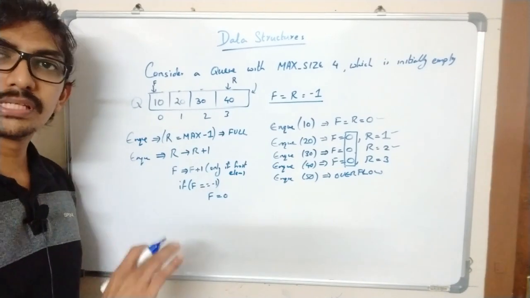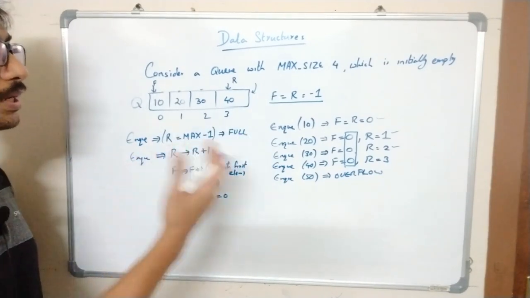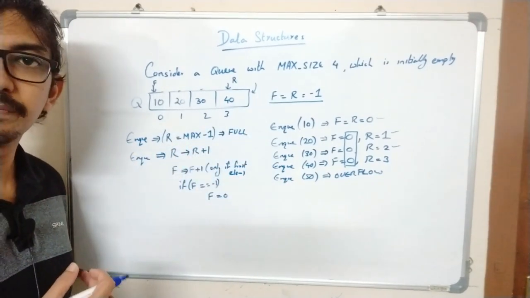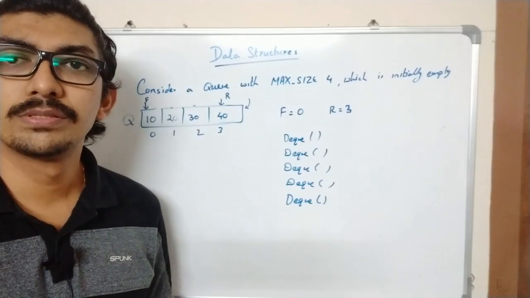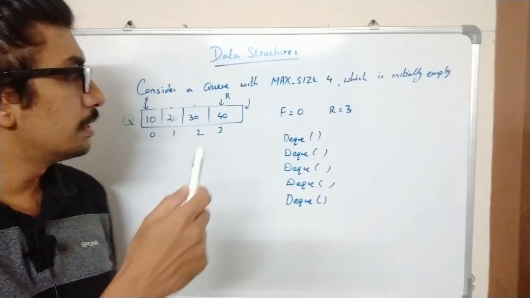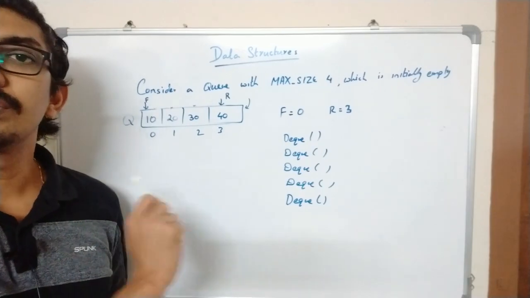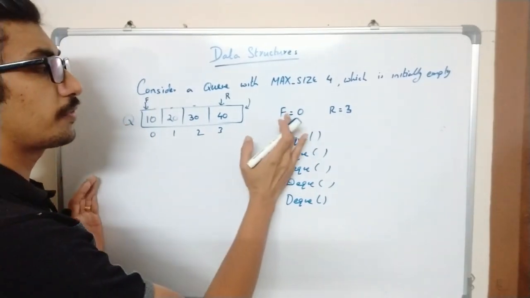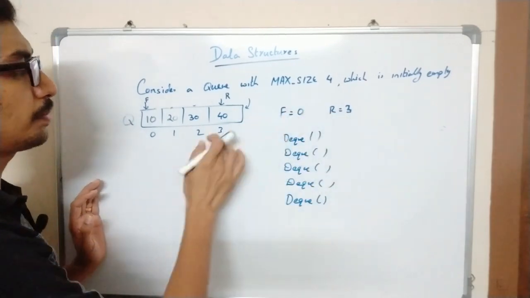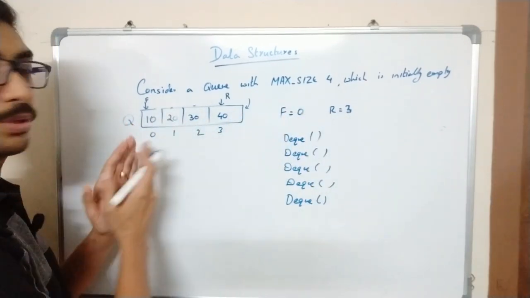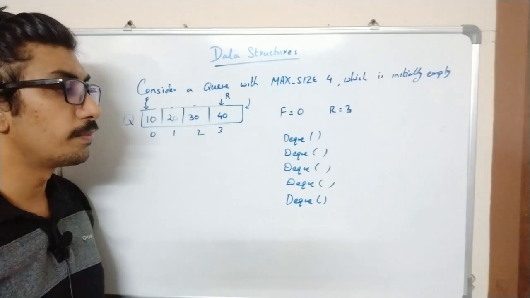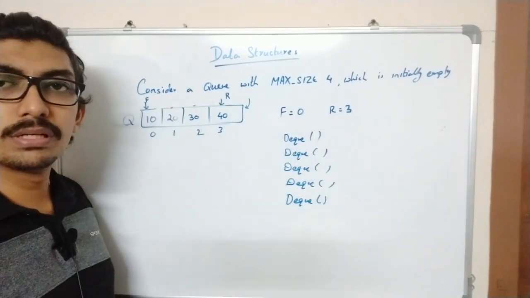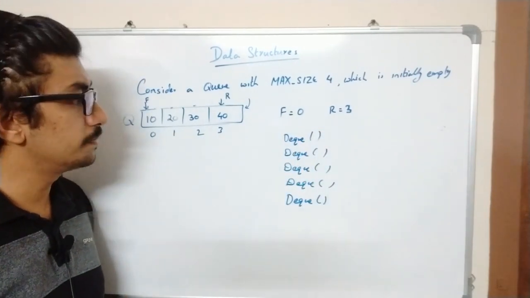Okay. Now we'll see some deletion operations, how a deletion operation will be happening. So now we will see some DQ operations on the same queue. The current situation is front is pointing to 0 and rear is pointing to 3, and you know that the queue is entirely full. Now we are going to do some dequeue operation or delete operation.